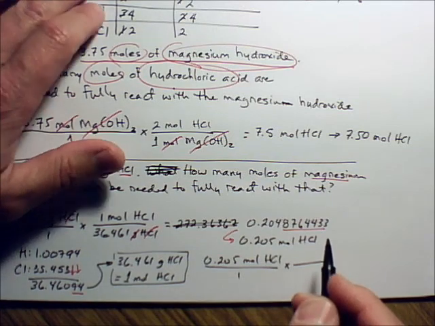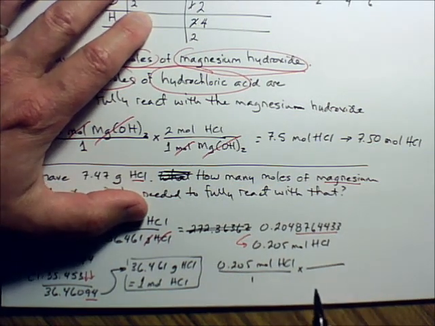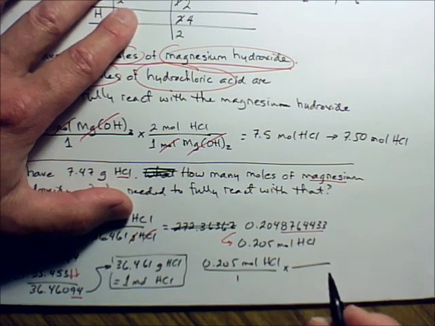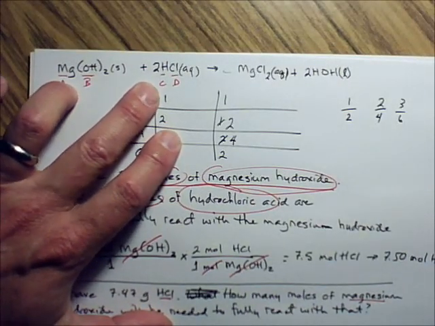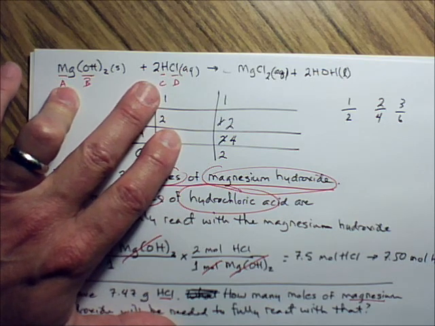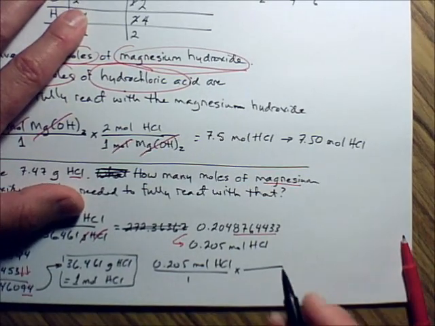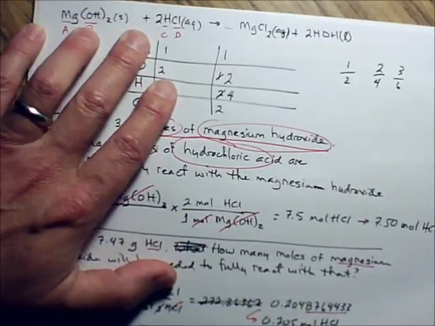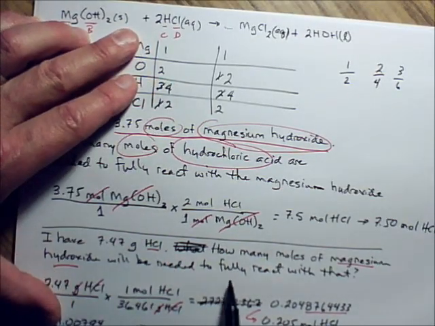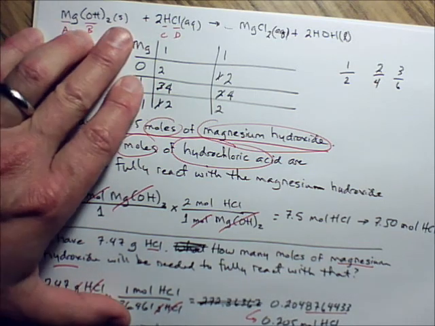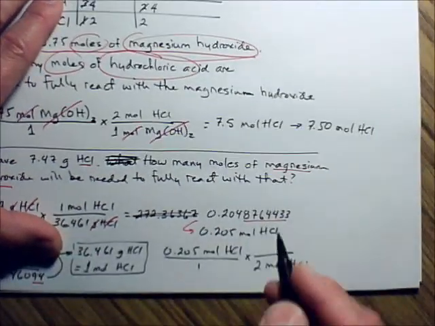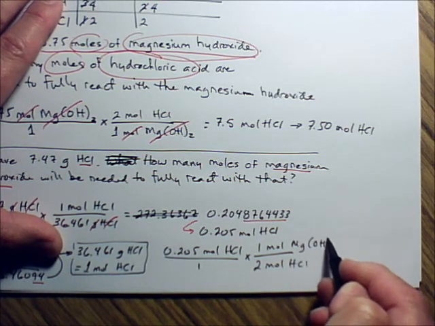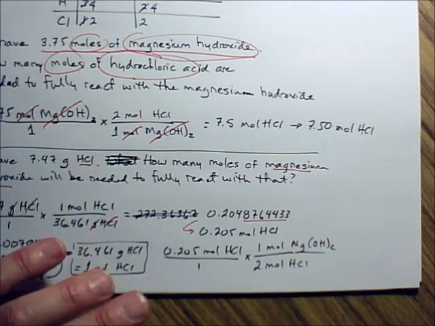All right. How many moles of HCl do I put on the bottom here? Here's our equation up here. How many moles of HCl? Those, 2. Yeah. 2 moles of HCl. How many moles of magnesium? I'm looking for magnesium hydroxide in this problem. How many moles of magnesium hydroxide? 1. Okay.